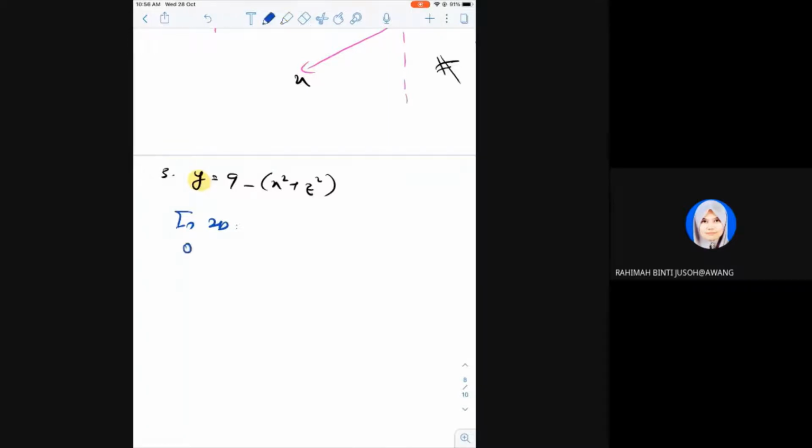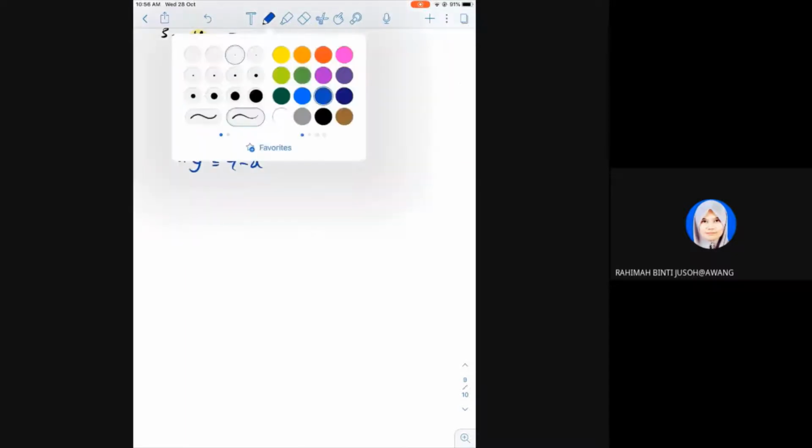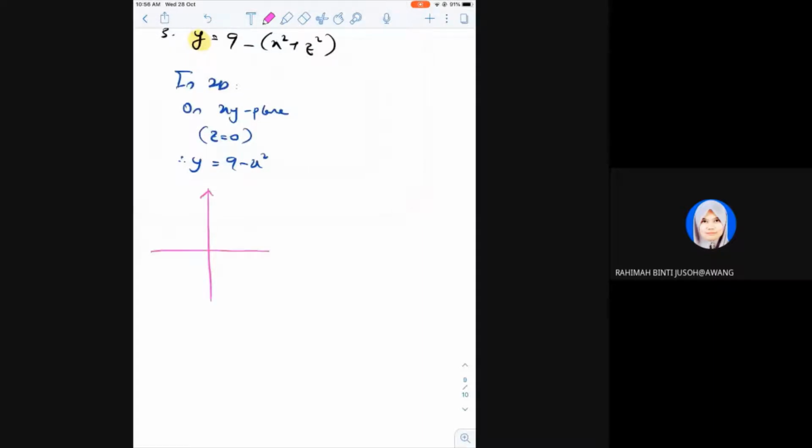So on XY plane, so Z equals to 0. Therefore, the equation is Y equals to 9 minus X squared. Ni order X squared dah ni. Senyum ke masam kiri kanan, atas bawah? Masam. Masam tapi dia plus 9. Yes, so we have this. Like this. Okay, this is 9, this is negative 3, and this is 3. Okay, so let us transform the graph in 3D straight away.